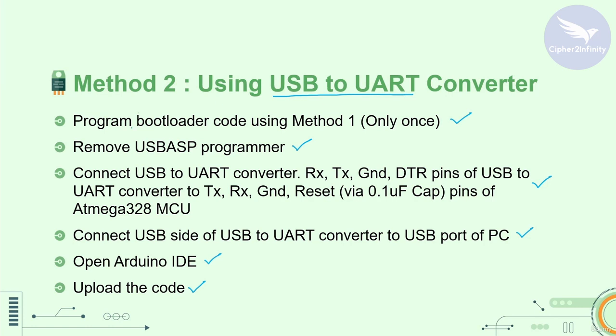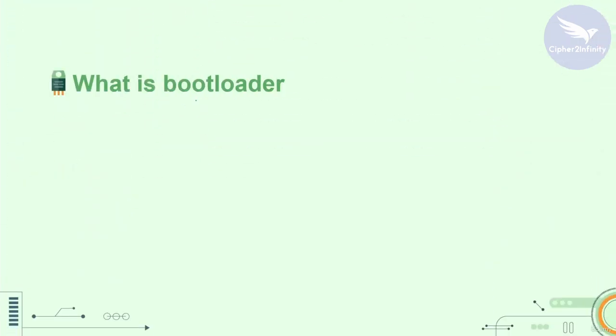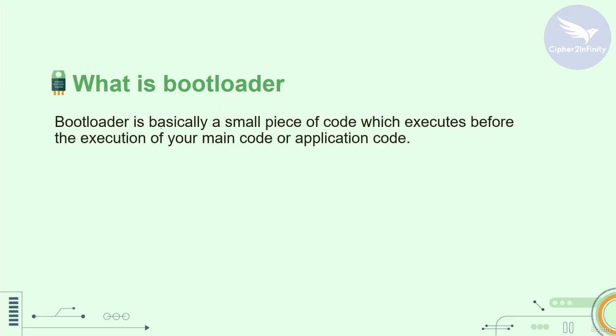Now let's try to understand what this bootloader code is, and what the purpose of this bootloader code is in the microcontroller. So what is bootloader code? Let's try to understand that now. The bootloader is a small piece of code which executes before execution of your main code or application code. So what exactly does this mean?